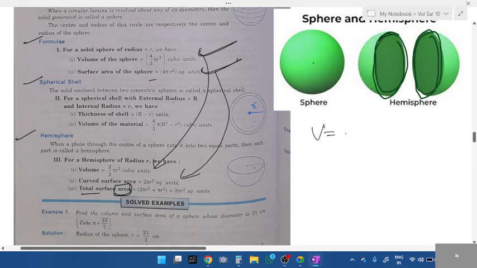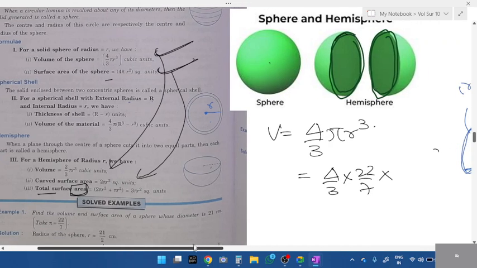Volume is equal to... radius, diameter is given. We don't need diameter, we need radius. What is the volume of a sphere, students? 4 by 3 pi r cube. 4 by 3 into 22 by 7 r cube. If diameter is 21, what is radius? Radius should be half of 21, right? 21 divided by 2, multiplied 3 times.